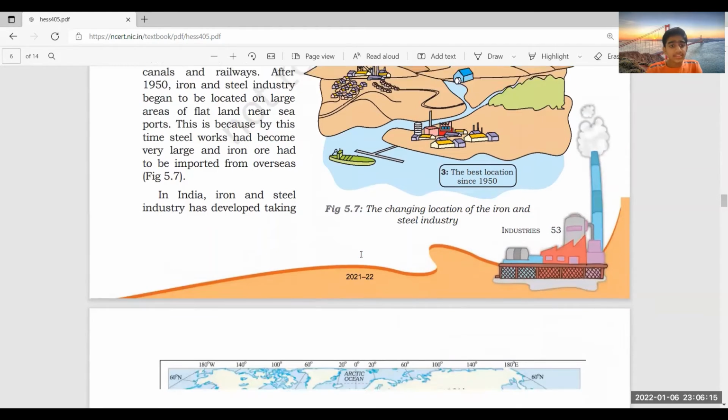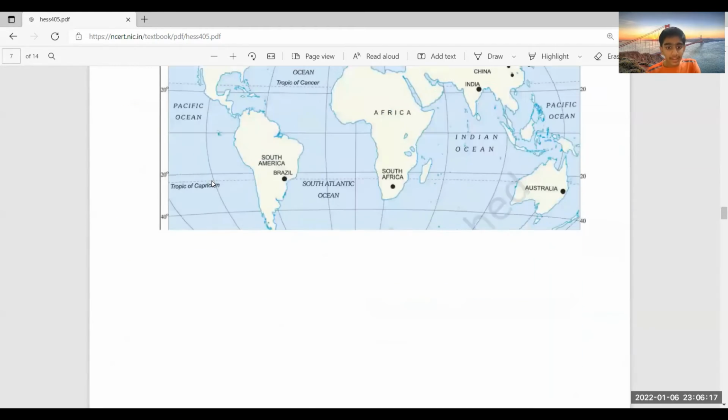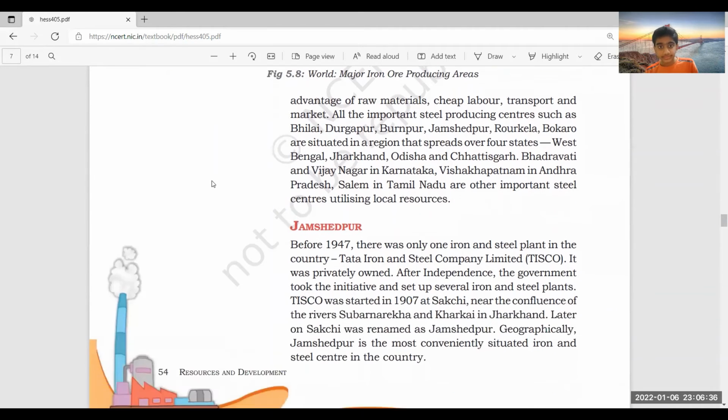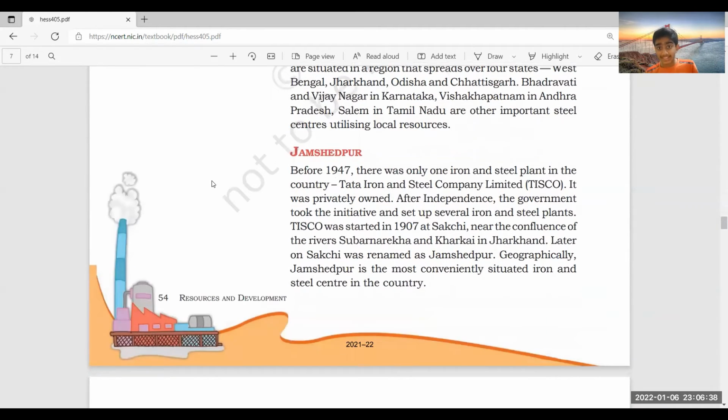In India, the iron and steel industry has developed, taking advantage of raw materials, cheap labor, and of course, these were mostly done in the areas of West Bengal, Jharkhand, Odisha, Chhattisgarh. Whenever, like Bokaro, Jamshedpur, most of the iron and steel industries are there. They are there in those four or five states, like extensively, of course, in Karnataka, Andhra Pradesh, Tamil Nadu, but mostly in these four.